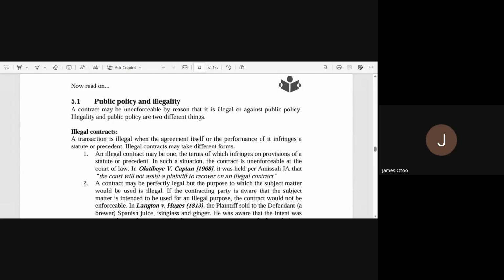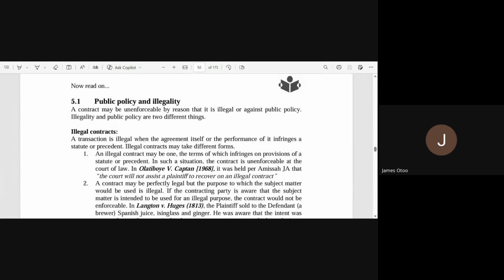Illegal contracts can take different forms, such as when a contract infringes on statute or precedents. Now, an illegal contract may be one, the terms of which infringe on a provision of statute or precedent. So if you enter into a contract that breaches a law, that contract is invalid. You take someone's money, or you enter into a contract for someone to go and beat another person. Beating is a crime, and therefore, when you enter into a contract for someone to go and beat another person, it is illegal.